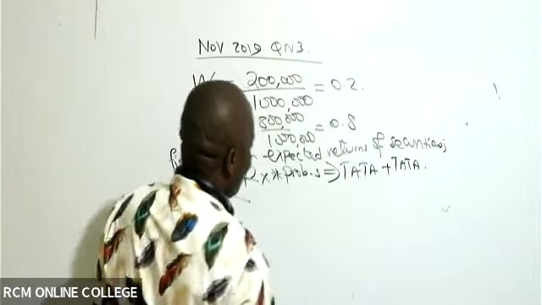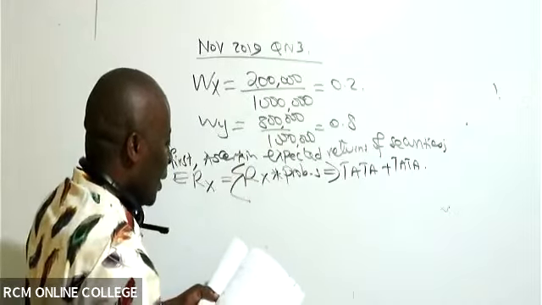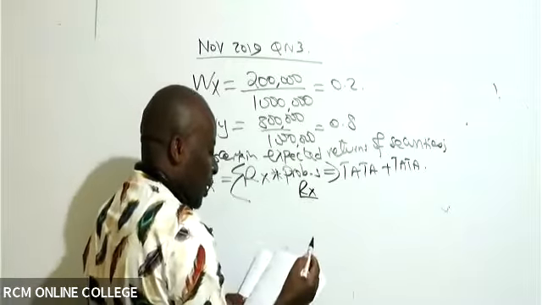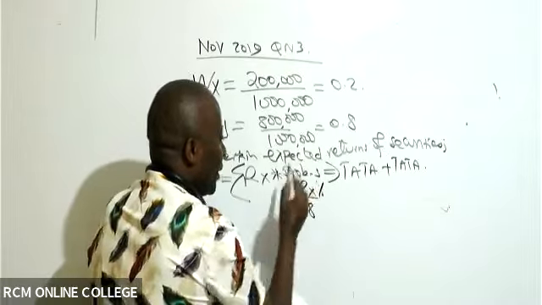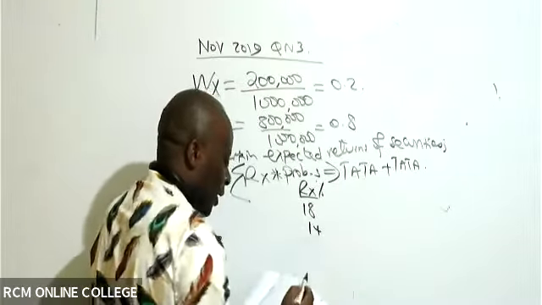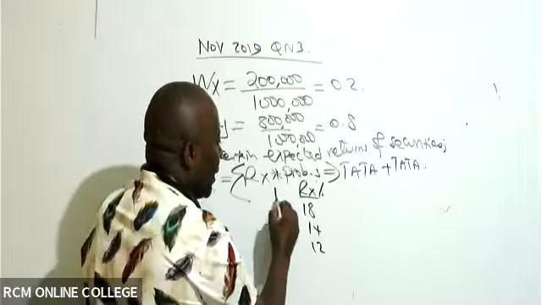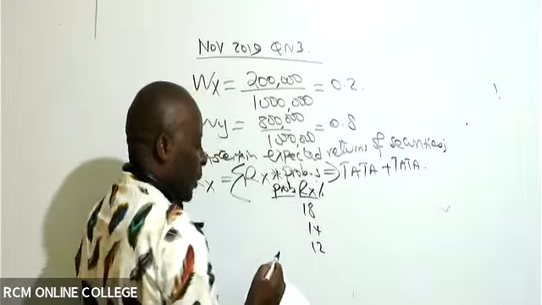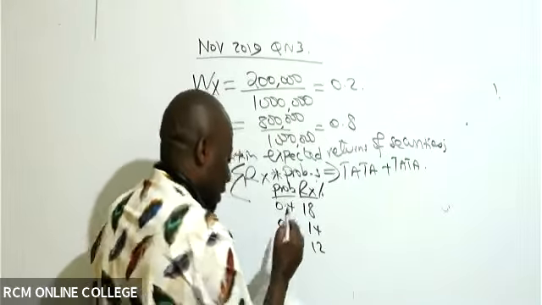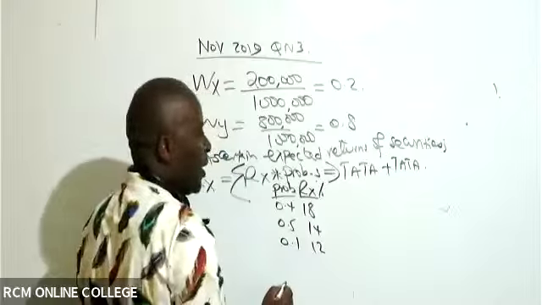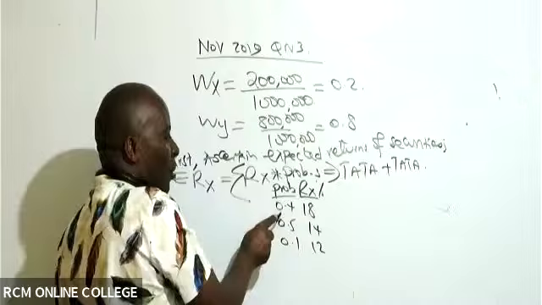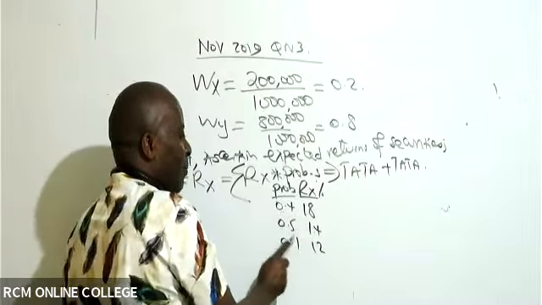What do you mean with this concept? If you look at it, ladies and gentlemen, they have given us, for example, actual returns of X. I would rather take this as percentages. They have given me returns of X: 18, 14, then 12. And I can see the probabilities given: 0.4, 0.5, 0.1. So this is the actual return times its corresponding probability, plus the next, plus the next.